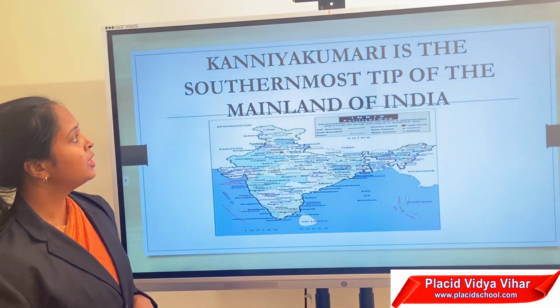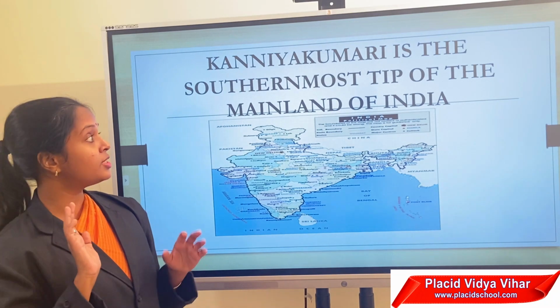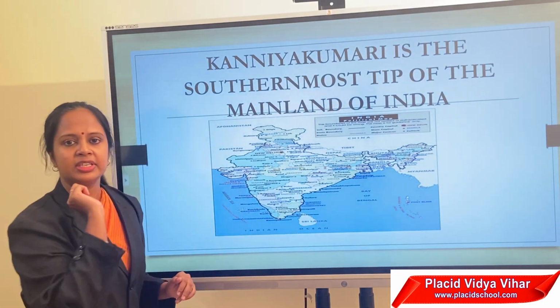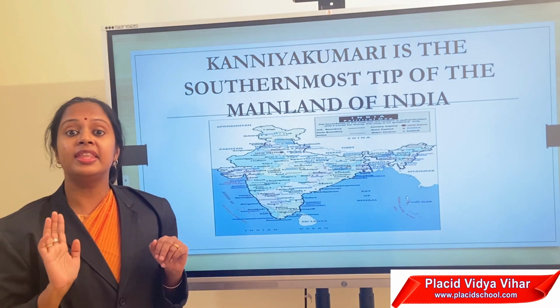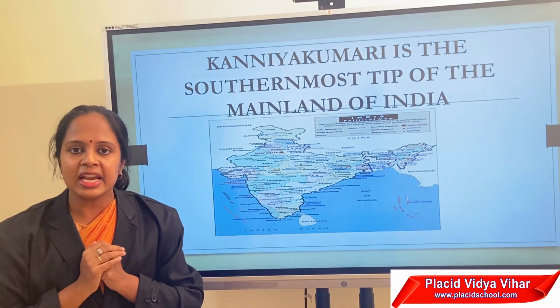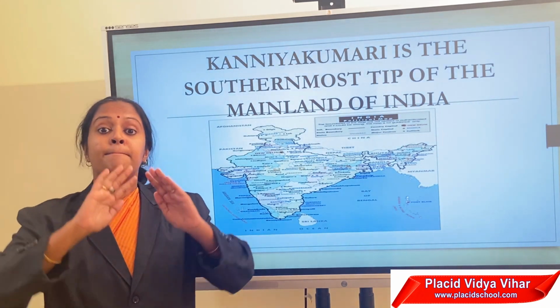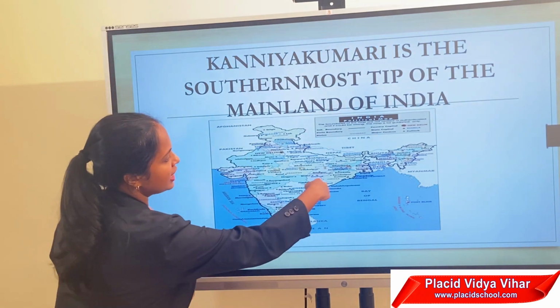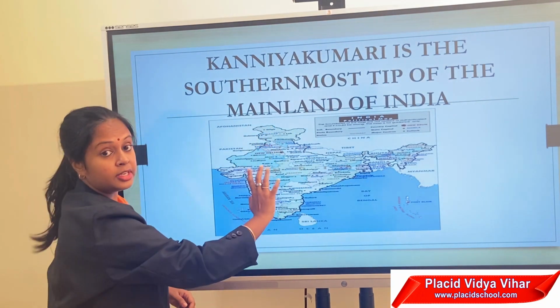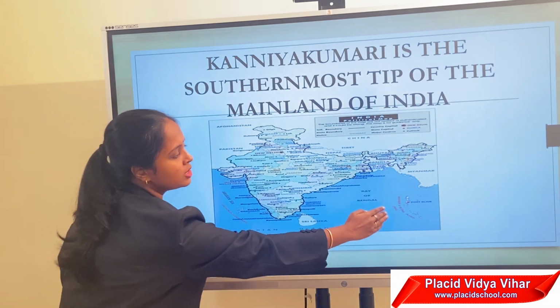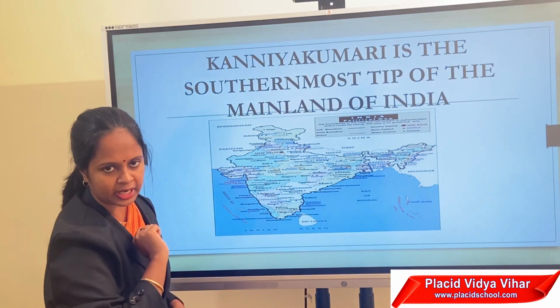Third point is Kanyakumari is the southernmost tip of mainland of India. Mainland of India means major part of the country. This is the major part of the country that does not include islands. We have two islands, Lakshadweep and Andaman and Nicobar Islands.